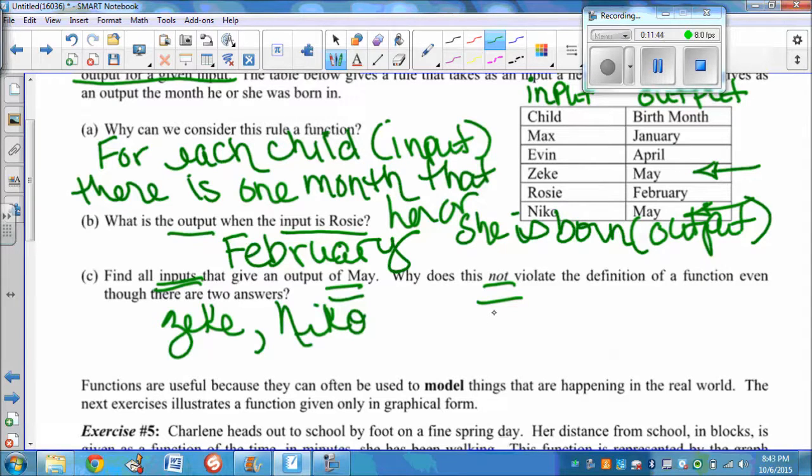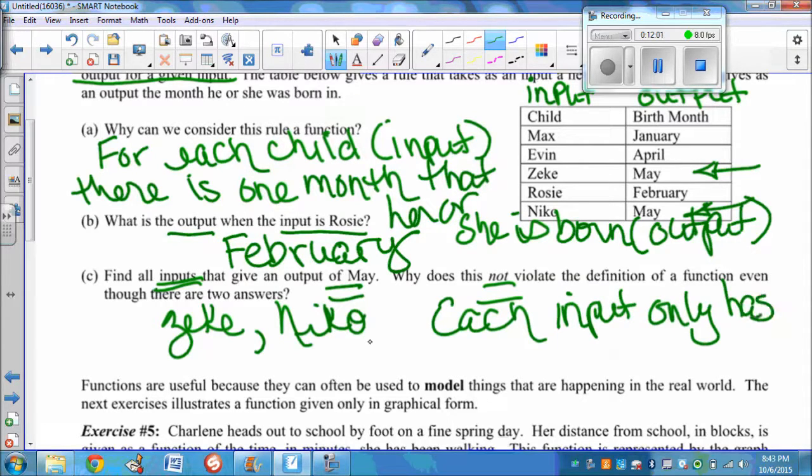It says, why does this not violate the definition of a function, even though there are two answers? Okay, so this does not violate that definition of a function because each input still has only one output.